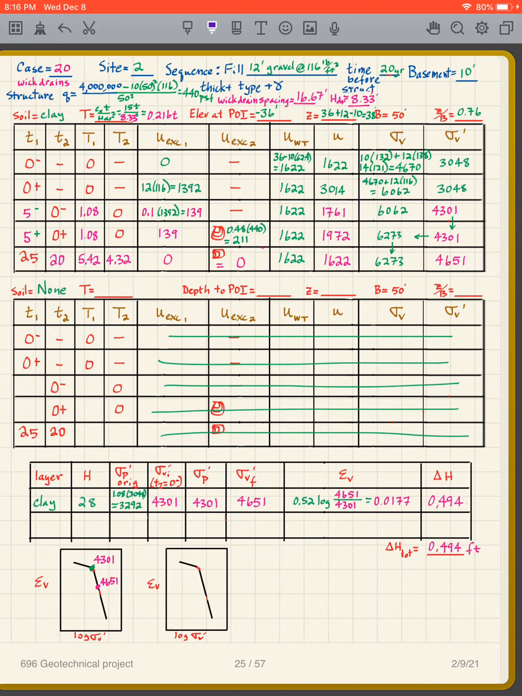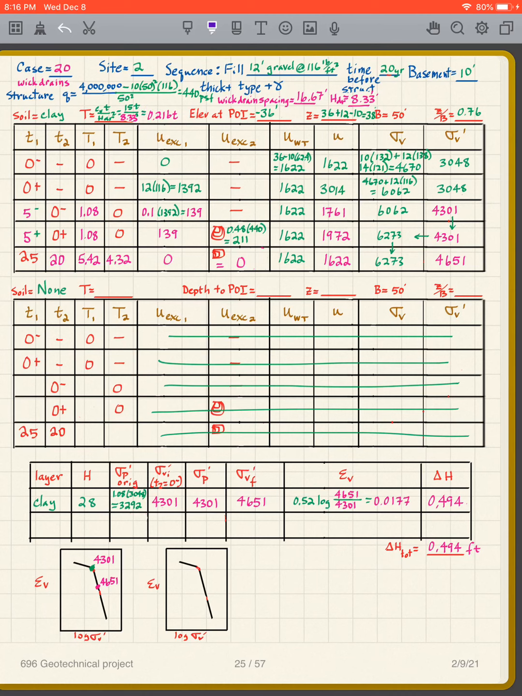I'm not going to go through it. I think you can go through this one yourself. Similar. Case 20 is what? It's site 2. The wick drains spaced at 16.67, which is an HDR of 8.33. So that gives me our C sub V is 15. 15T over 8.33 squared gives us 0.216 T.